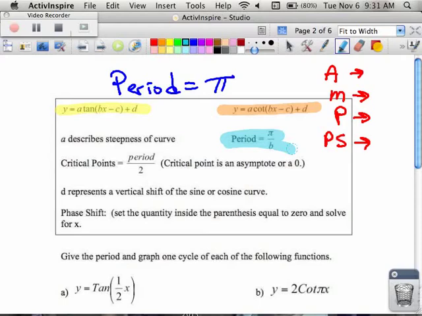Everything else kind of works the same. So if you're looking for the phase shift, set the parentheses equal to 0. If you're looking for the period, take whatever the period normally is, pi or 2 pi, and divide by whatever's in front of the x. Same kind of thing. So let's try a couple.